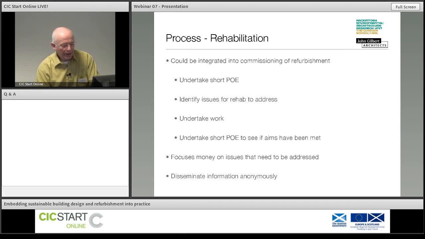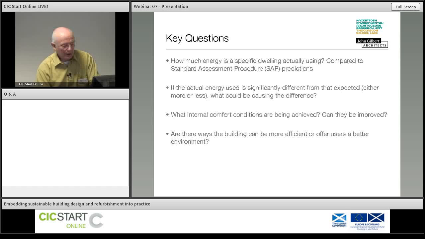Focus the money on issues where it needs to be addressed and disseminate information, but anonymously. I think that is key. You don't want the reservation of people saying, oh, I don't want bad things said about my project, and there's always that slight reservation. But we're really going to learn more by disseminating that information to everyone.